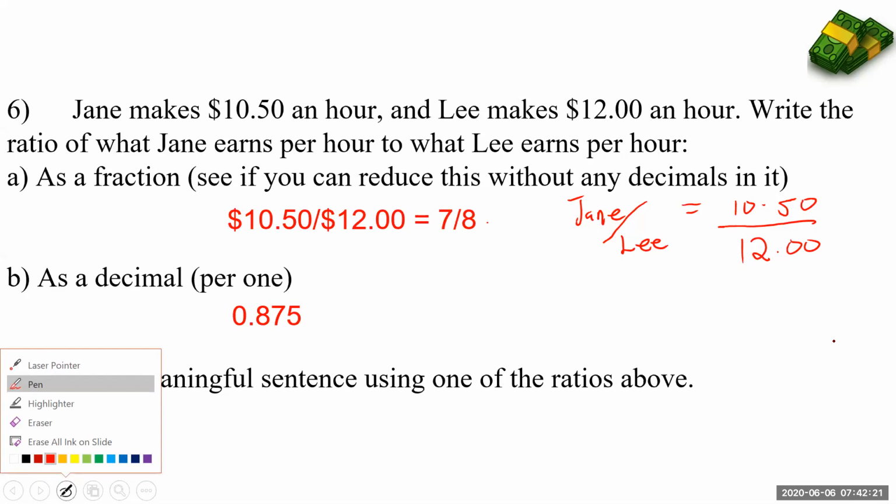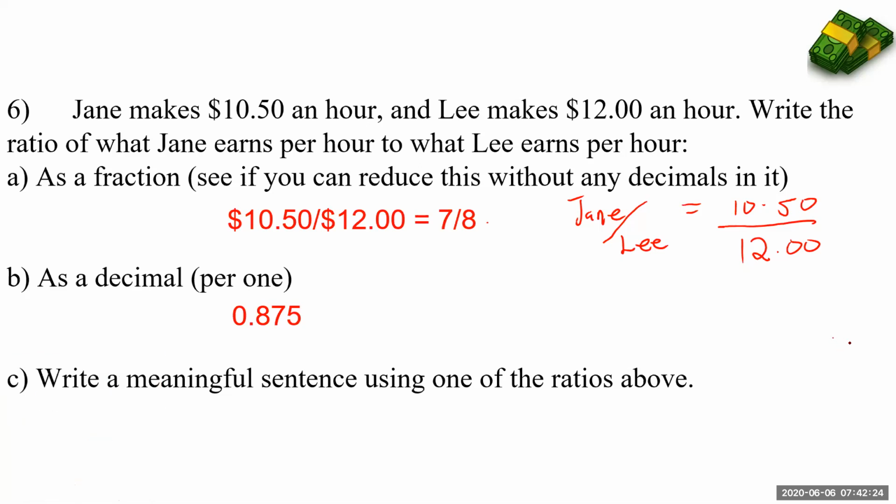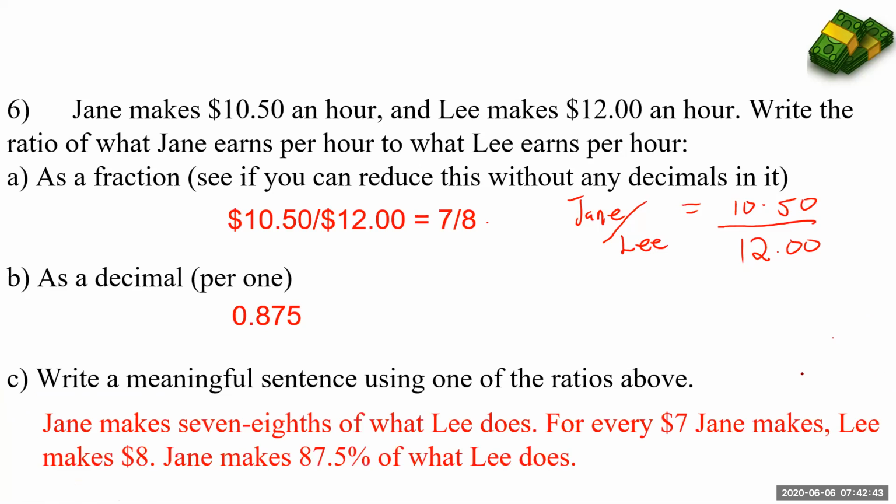Is that okay? Sweet. Now, write a meaningful sentence using one of the ratios. And as part of this class, you have to know how to interpret your results. Is that okay? Very, very significant. So what this means is that we're going to have 3 different interpretations for this. Now, Jane makes 7/8 of what Lee does. And for every $7 Jane makes, Lee makes $8.